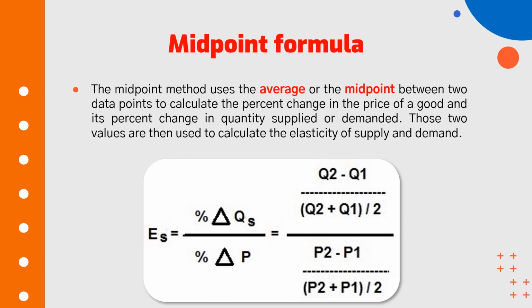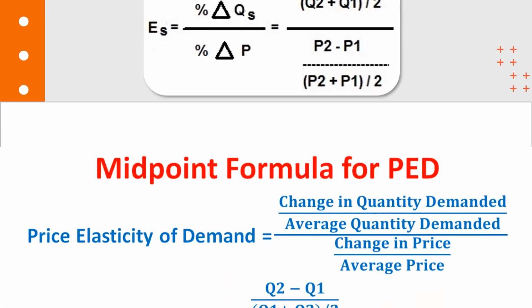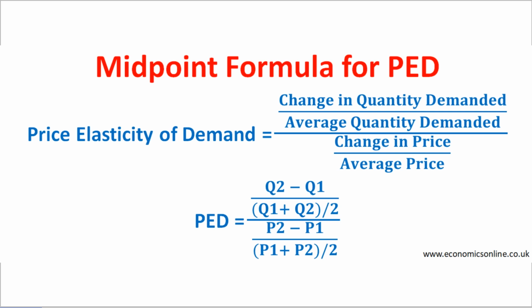From the first glance, this kind of formula may look quite challenging. It's much easier because all the calculations can be made in one row. We need to find the change in quantity demanded and divide it by the average quantity demanded. We receive here variable 1, for instance. Variable 2 is represented by the change in price divided by the average price. As a result, you have to divide variable 1 by variable 2.